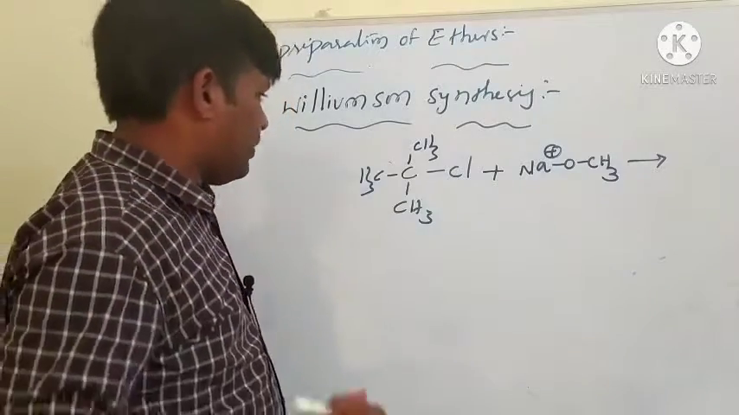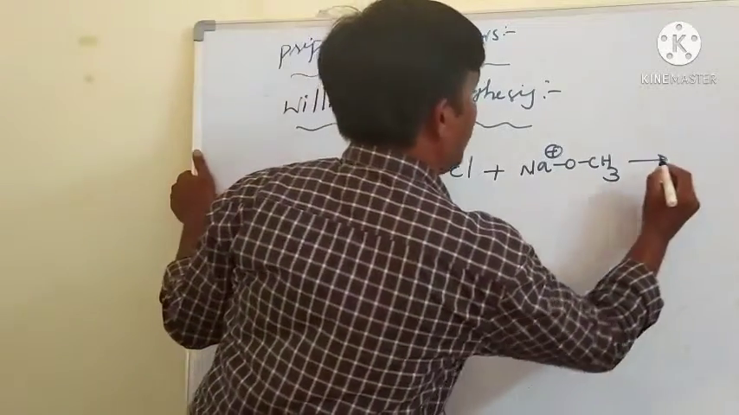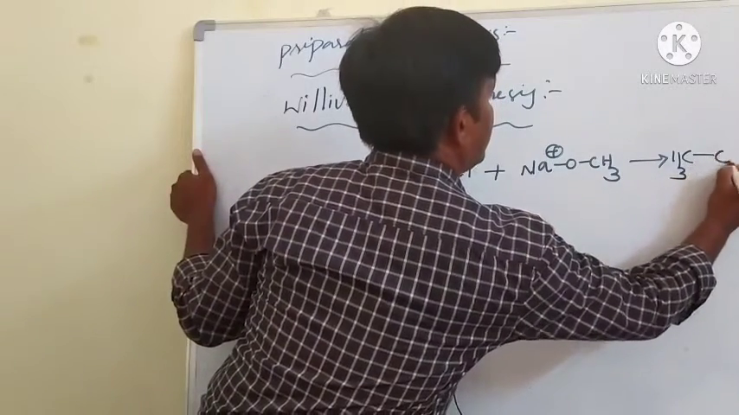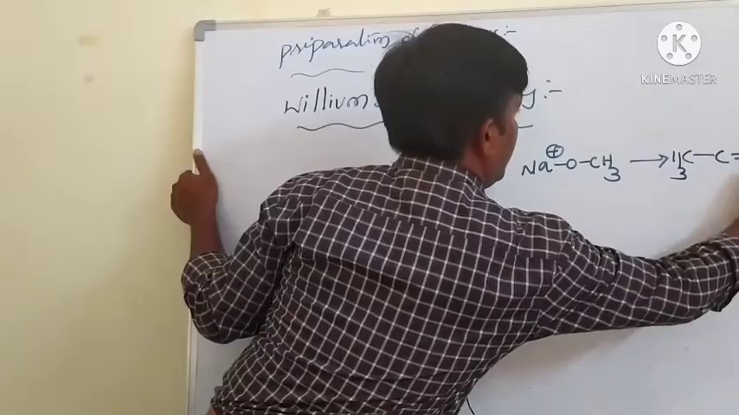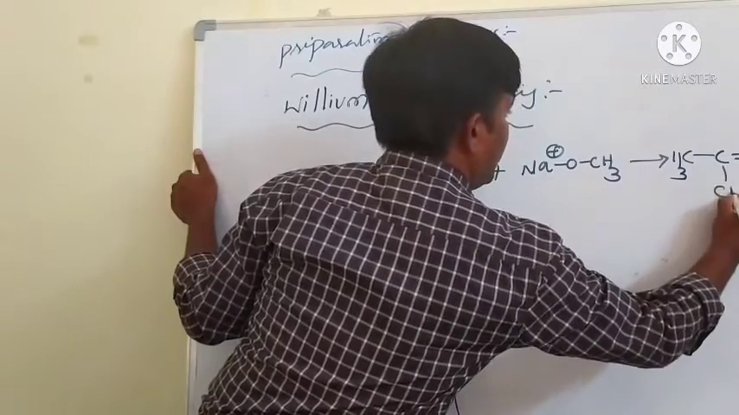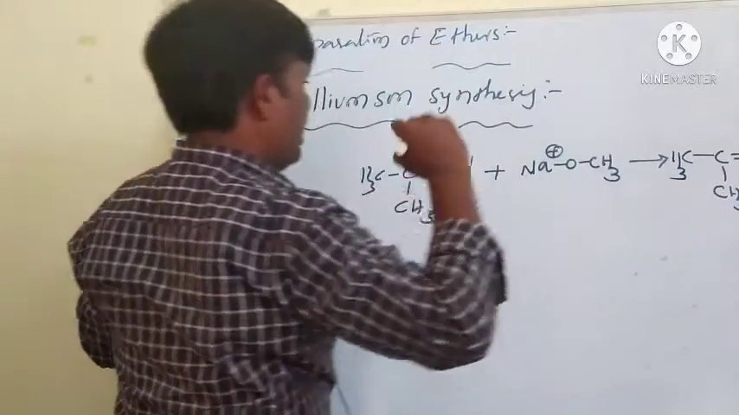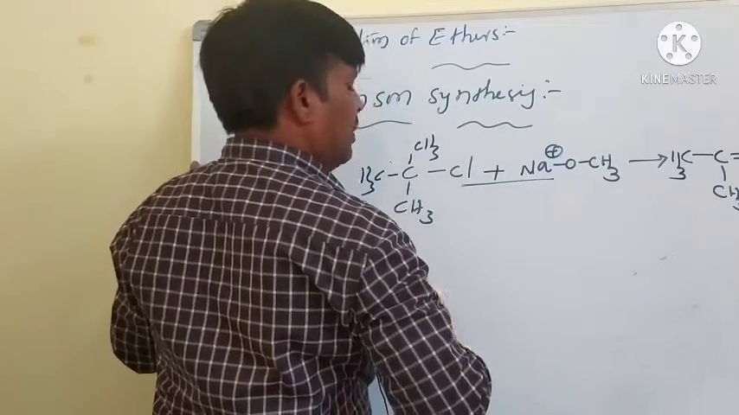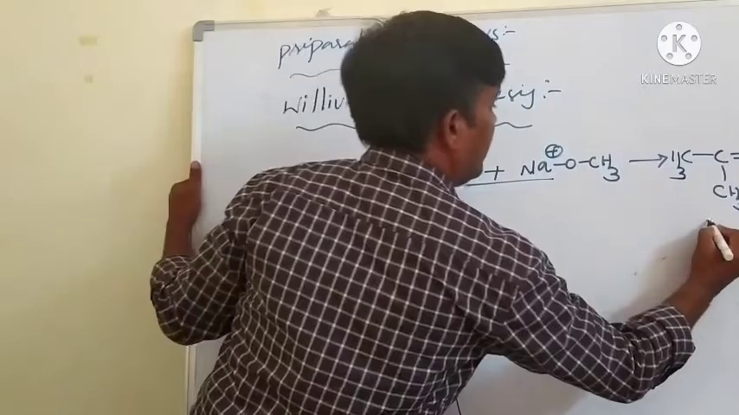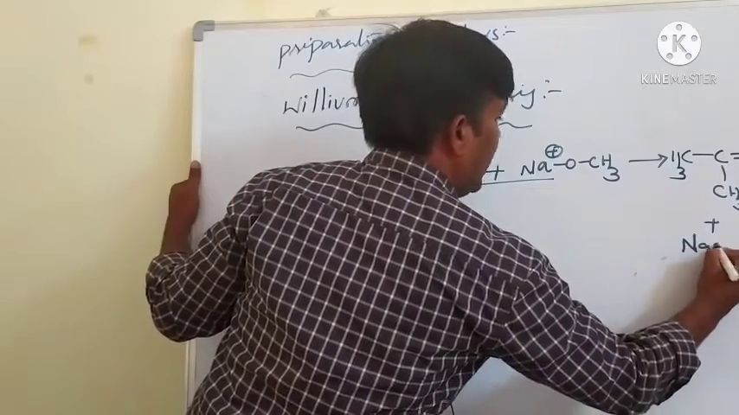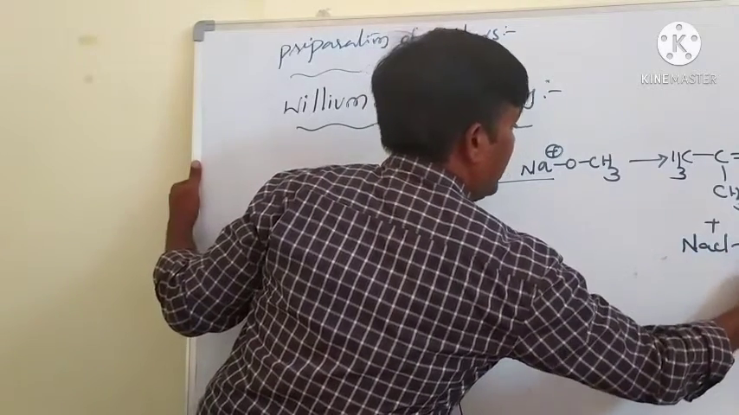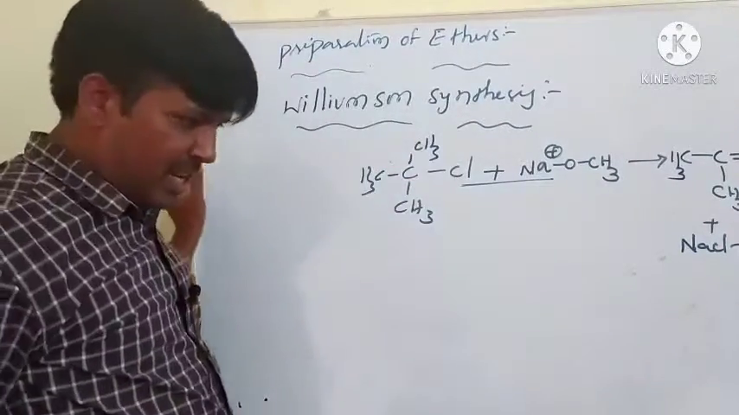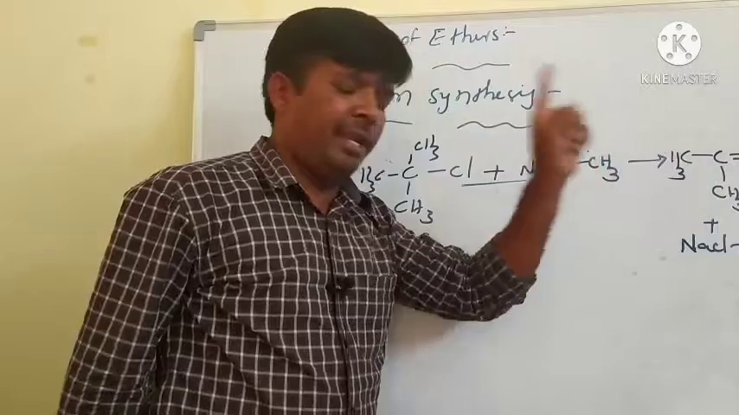What is the alkene product? The alkene product is CH3, C double bond CH2, CH3, and the remaining ones are NaCl plus CH3OH. Methyl alcohol formation takes place. The main product is alkene.